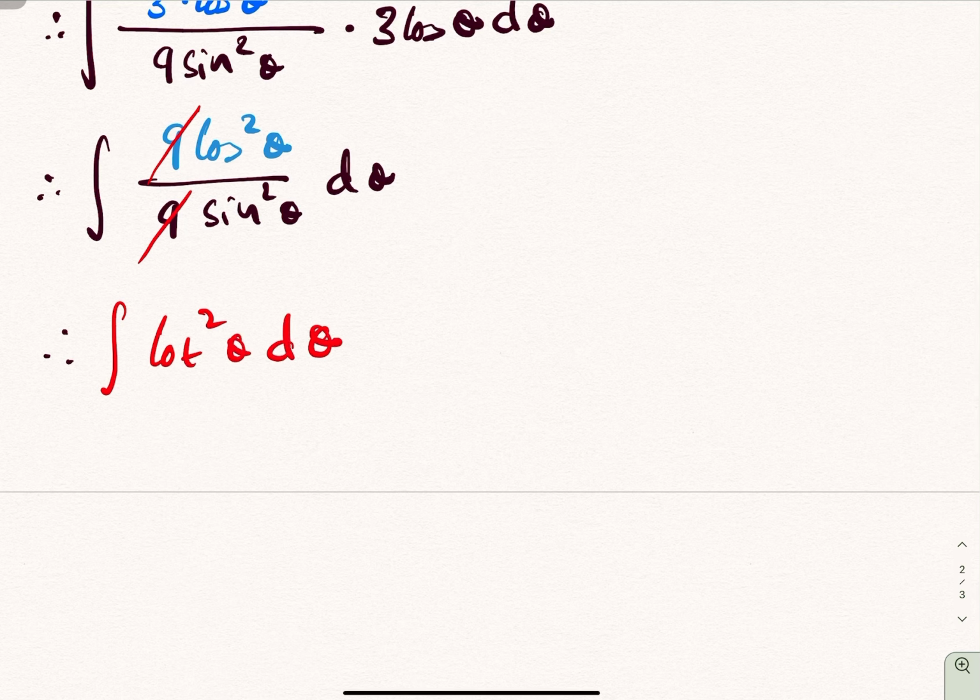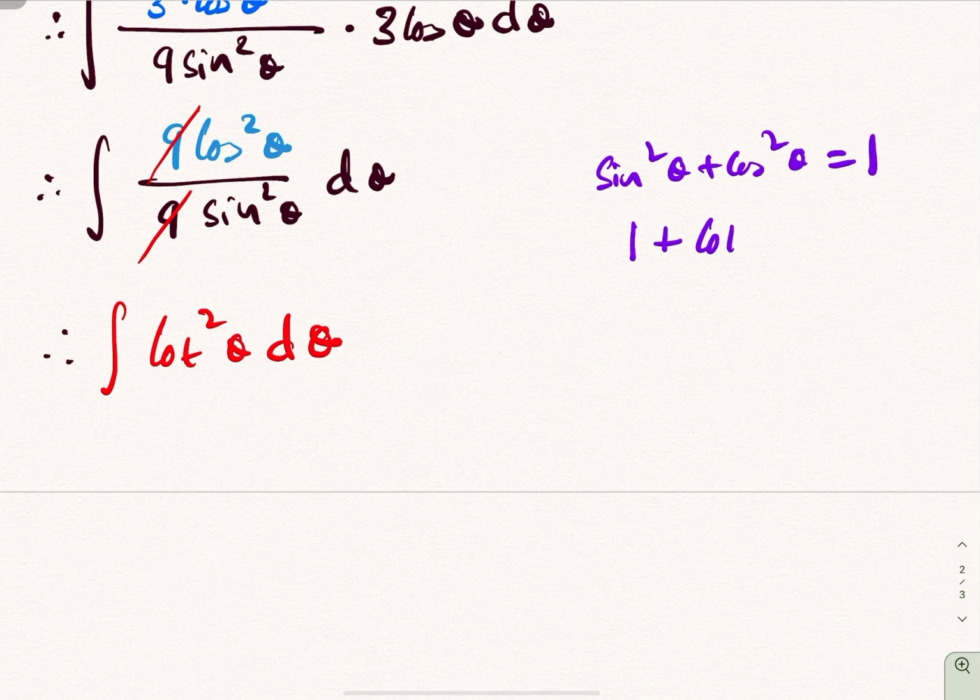So now you want to integrate cot squared of theta. But you and me know, from high school, that sine squared of theta plus cos squared of theta is equal to 1. If you divide both sides by sine squared, you get 1 plus cot squared of theta is equal to 1 over sine squared of theta, which is cosec squared of theta.